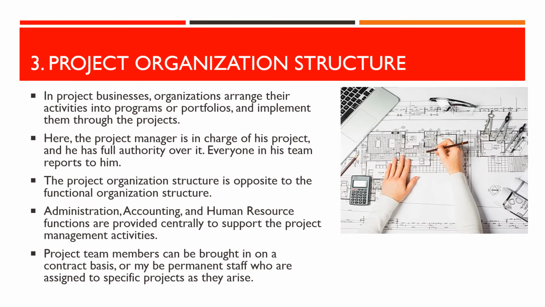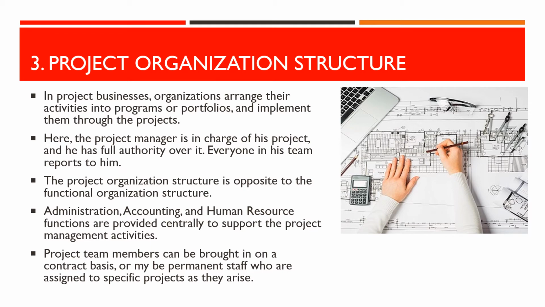The third type of structure is the project organization. Project organizations view every job as a project. In project businesses, organizations arrange their activities into programs or portfolios, and implement them through the projects. Here, the project manager is in charge of his project, and he has full authority over it. Everyone in his team reports to him. The project organization structure is opposite to the functional organization structure.